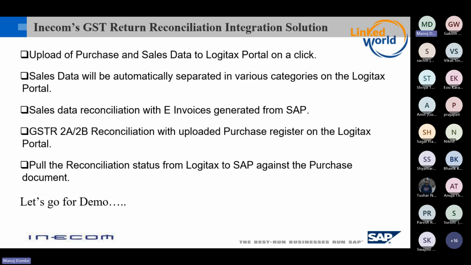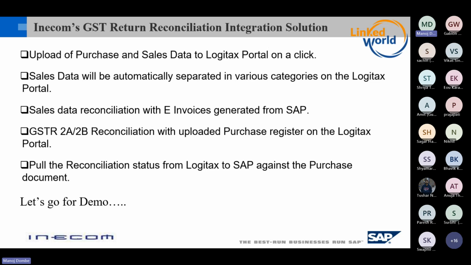The second part we are following is the same process, to upload the purchase register from SAP. Once the purchase register is uploaded, we can pull the data from the government, from the Logitax portal, of 2B or 2A. The reconciliation process as of now is done on the Logitax portal, for understanding the concept of Logitax. There are various categories used in Logitax to define the matching of a GSTR 2B with the purchase register, like matched with tolerance, unregistered invoices, and some that are available in your GSTR 2B but not available in SAP.